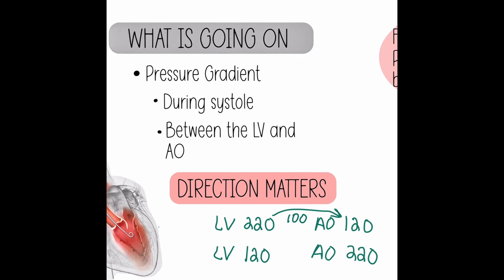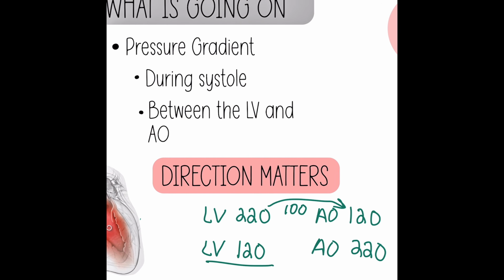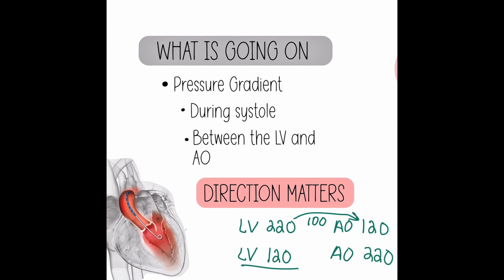Now, what about the other way around? If my LV pressure is 120, I'm sorry, I should have made this easier to read, and this wasn't really easier to read. Okay, this picture is not great. LV is 120 and my AO pressure is 220. Now, is stuff getting through the door?